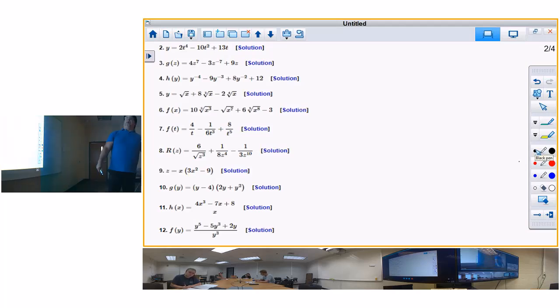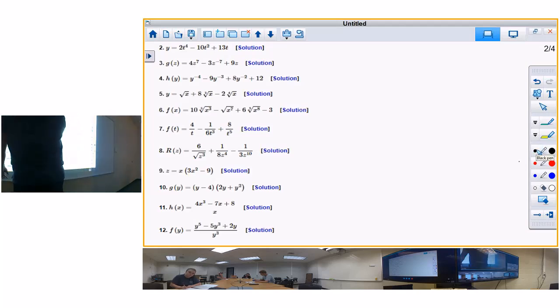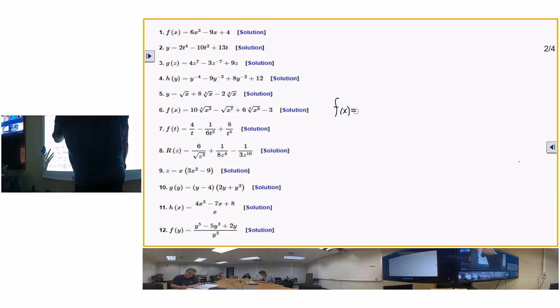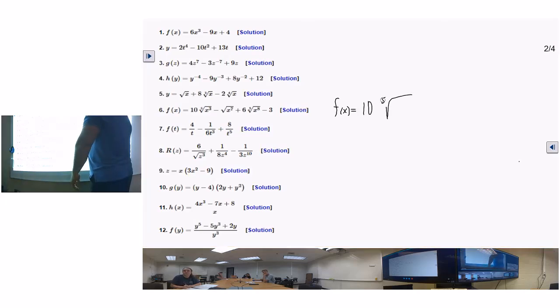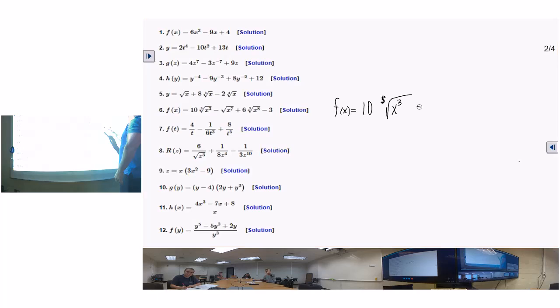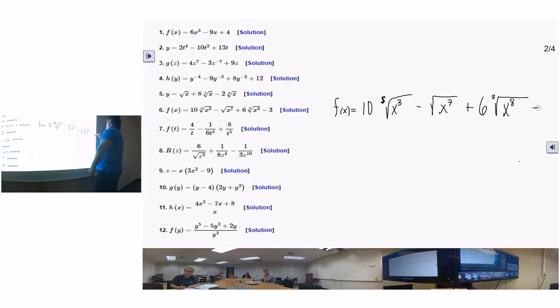So I'm going to rewrite this as f of x is equal to 10 times the 5th root of x to the 3rd power. For those that can't see, I'll write it out for you. Minus the square root of x to the 7th plus 6 times the cube root of x to the 8th minus 3.